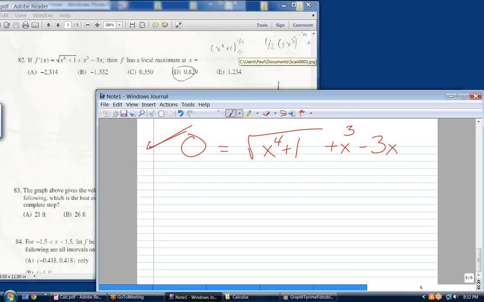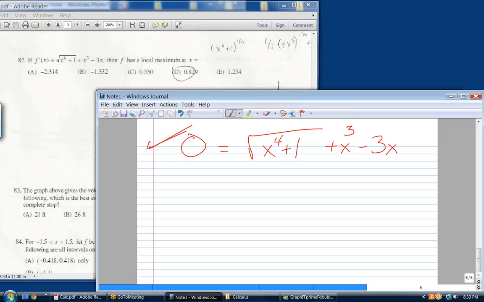I think I can use the graph to figure it out. Yeah, I think so also. What were you doing here? Is that 1/2 x to the 4th plus 1 to the 1/2? Yeah, I think I was trying to get the derivative, or I don't know exactly what I was doing. This is the derivative.